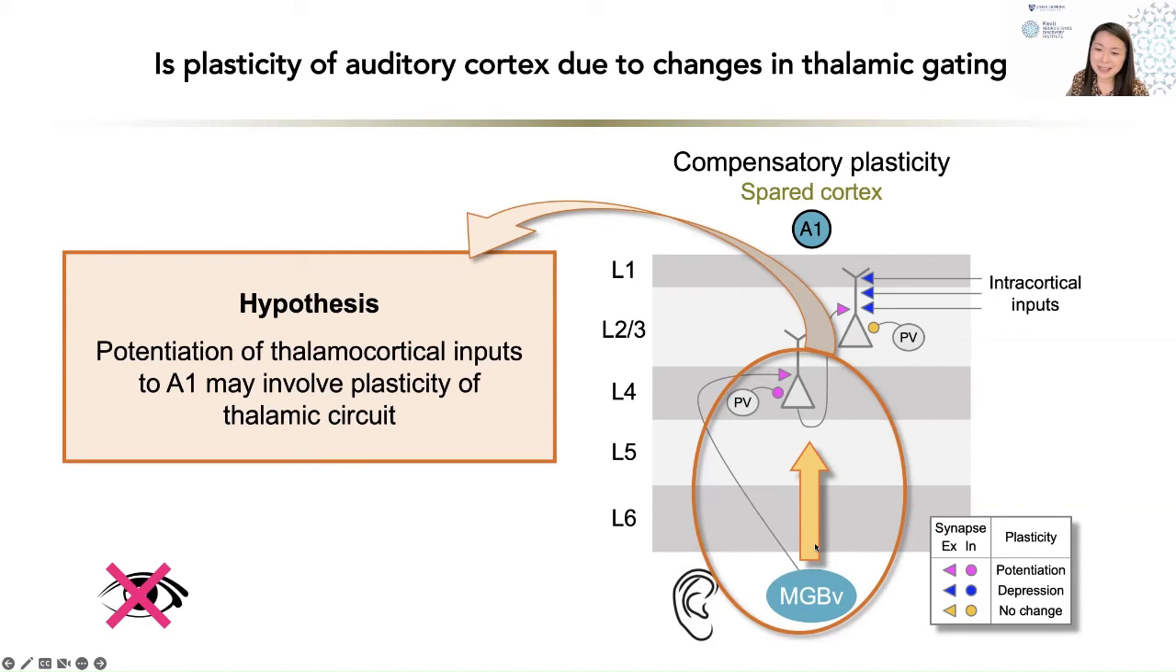So then how is that happening when you don't have this vision? Initially, I thought, naively, maybe there's more sound coming through the system, so there's more activity driving the circuit. And I thought maybe the way the animals communicate by sound, they might be vocalizing more in the dark because they can't see anybody.